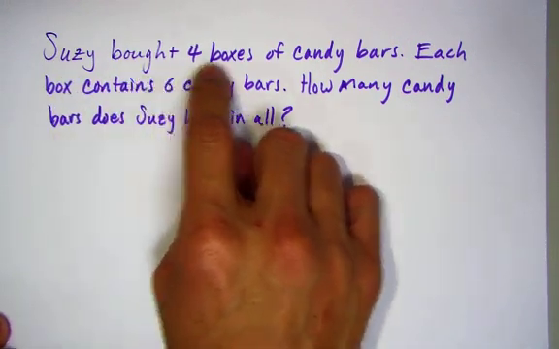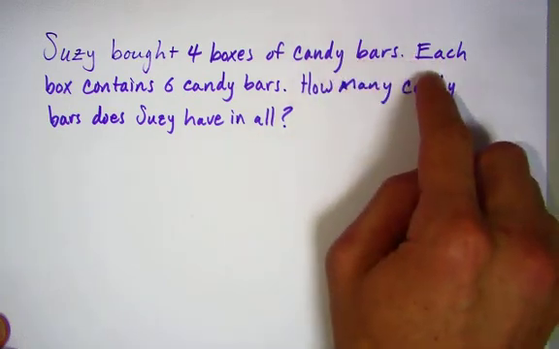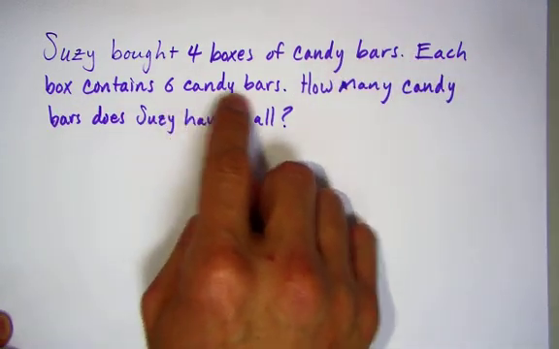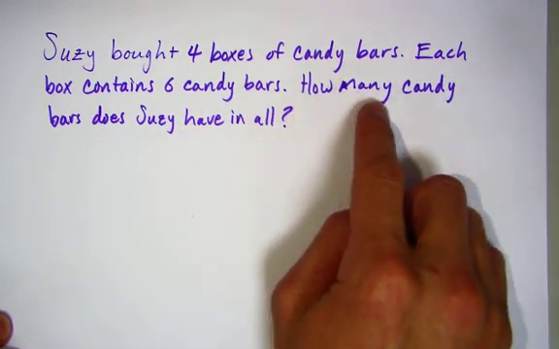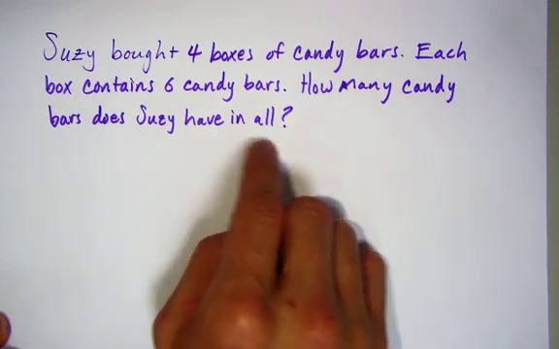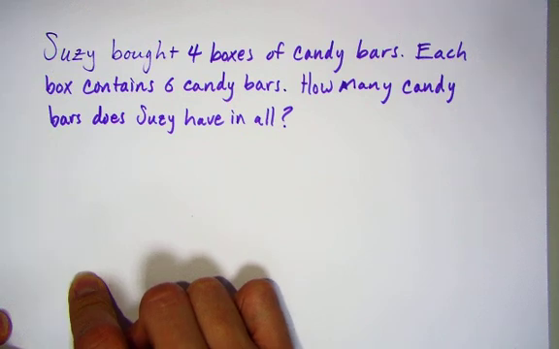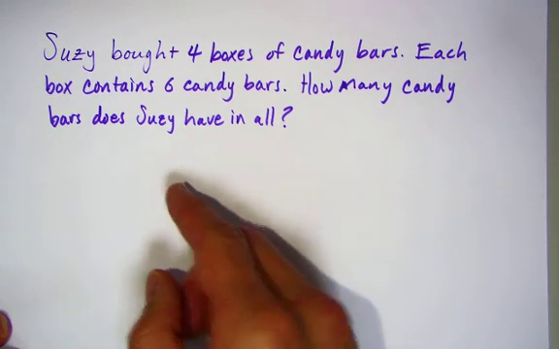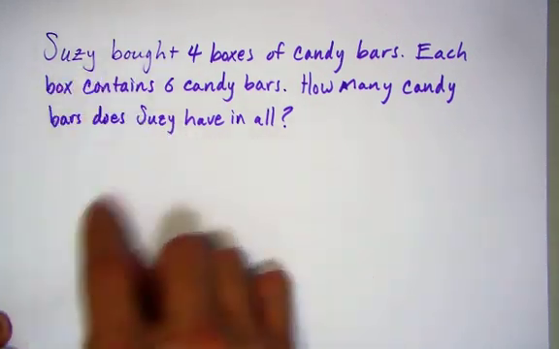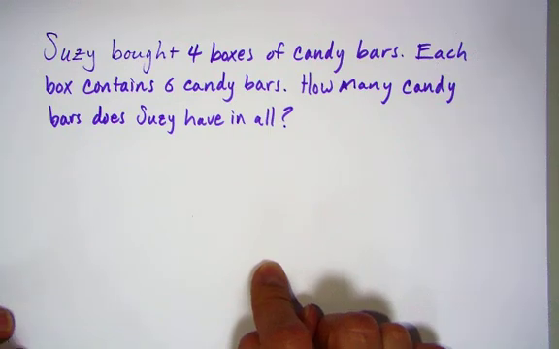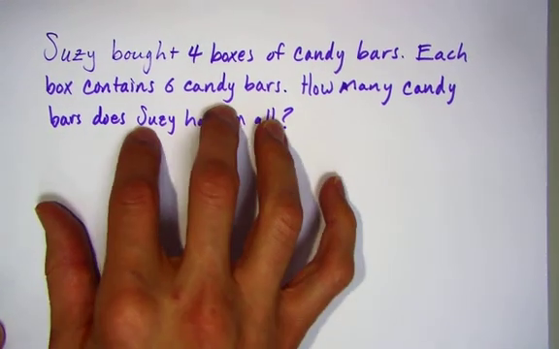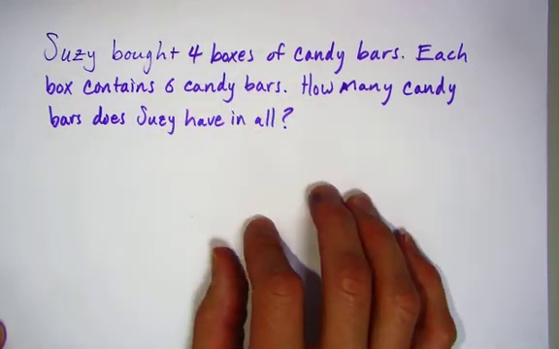Susie bought 4 boxes of candy bars. Each box contains 6 candy bars. How many candy bars does Susie have in all? If you remember from our bridge, we had a girl named Susie and she wanted to buy candy bars for her classroom. Well, here's a story problem that's relating to that.